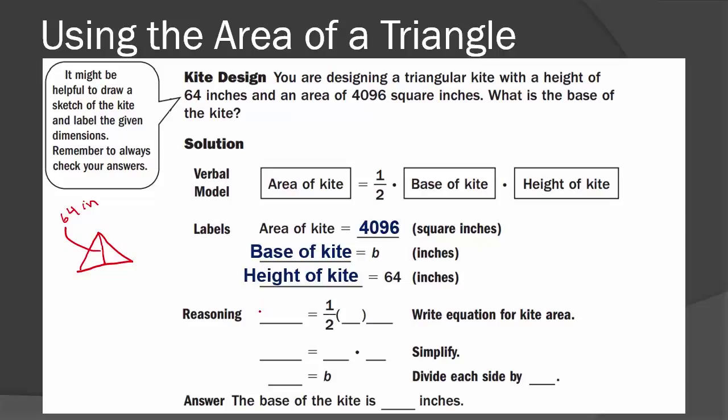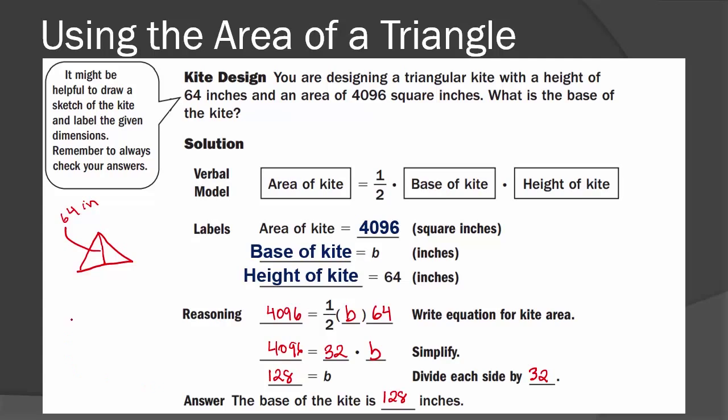We know the area of the kite is 496. We know that the area for a triangle is 1/2 base, which is b, that's what we're looking for, times the height, which is 64. Our first thing we're going to do is try to get rid of this fraction by simplifying 1/2 and 64. We know 1/2 of 64 is 32, so 32 times the base equals 496. Isolate b by dividing both sides by 32, and you get b, your base, is 128. So the base of my kite is 128 inches.